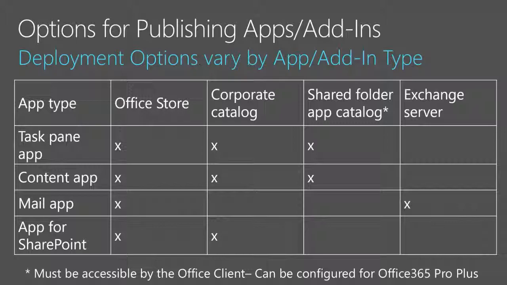We have different types of apps. There are task pane apps, which light up in the task pane, which opens up to the right-hand side. Then we have content apps, which are embedded straight within the content of the document you're working on, or spreadsheet in Excel's vernacular. You have mail apps or mail add-ins, which light up within the Outlook interface, and I'll show you what that looks like in a little bit. And then there are add-ins for SharePoint. All of these can be deployed through the Office Store.